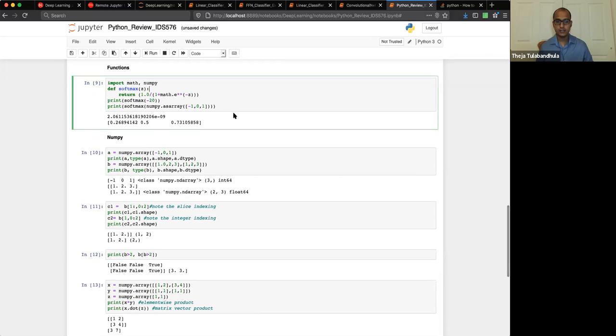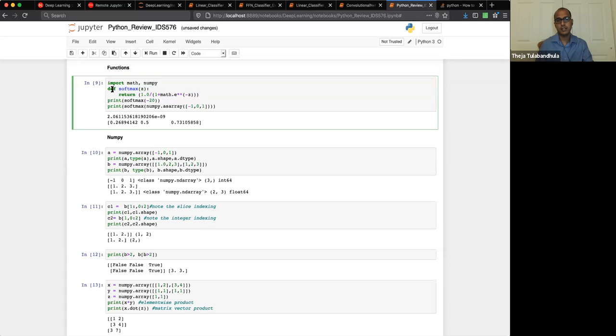So next, let's look at functions. Here I have a function that we actually saw last time, which is the softmax function. In the backpropagation example last time, we were looking at a function which is 1 by 1 plus e to the power minus z. So this is that function. I just defined it here.